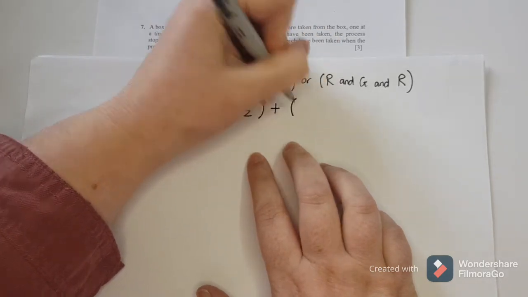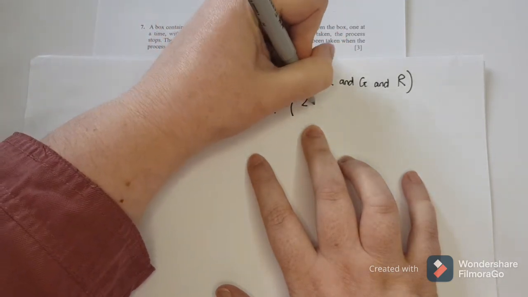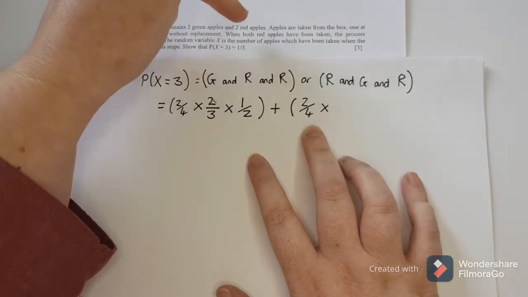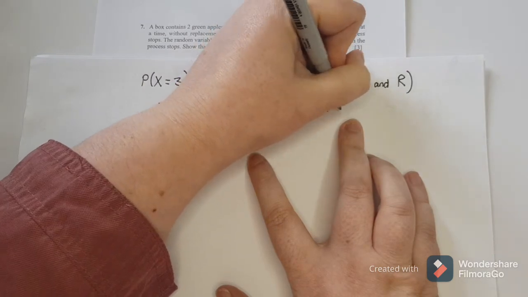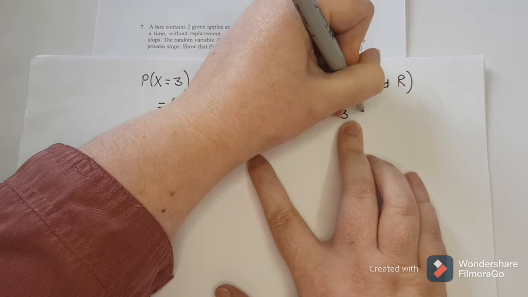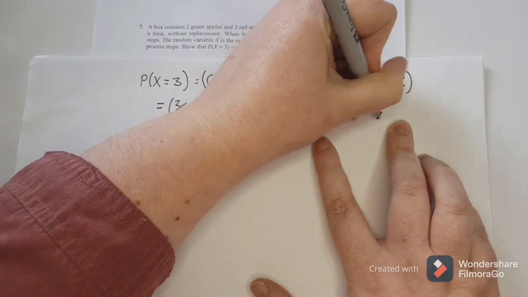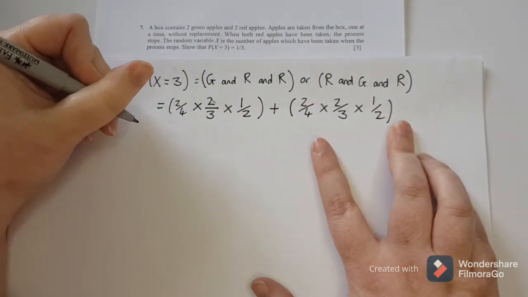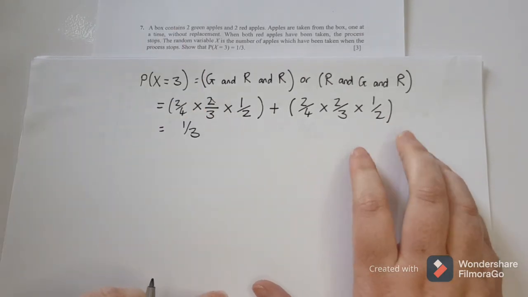Or if we start again and we pick a red apple first, there's 2 red apples out of the total of 4 apples. Once we've picked that 1 red apple, then we're going to pick a green apple, and there's 2 green apples out of the 3 that are left. And then our last red apple, there's only 1 red apple left out of the remaining 2 apples. And if we put that in our calculator, we get the answer of 1/3 that they wanted us to show.